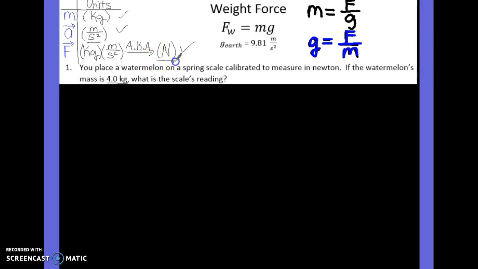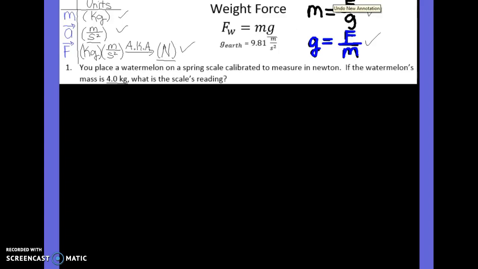If you see meters per second squared, you would then use A equals whatever that quantity is. And if you see newtons, then we know that it's force. I also gave you the other two equations that you would use. If you're asked to find G, then you use this equation. If you're asked to find M, then you use that equation.